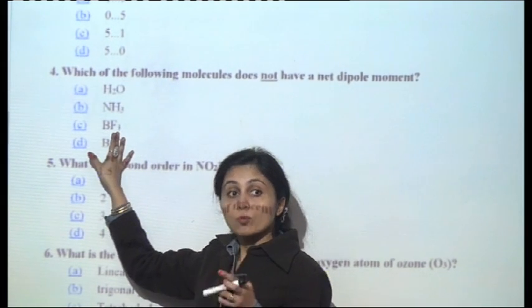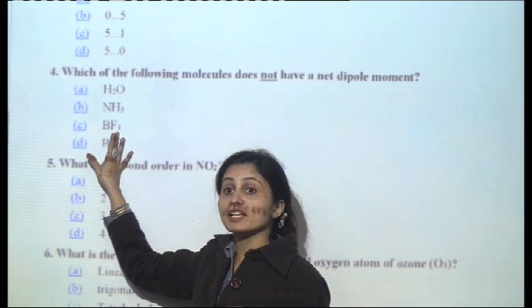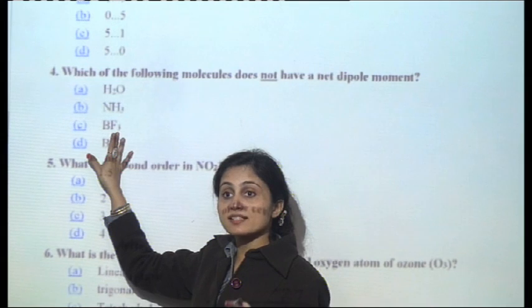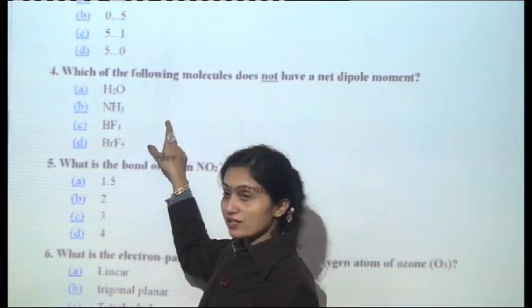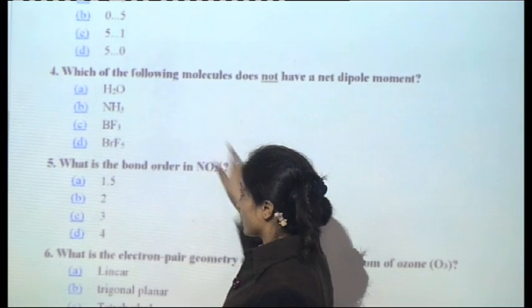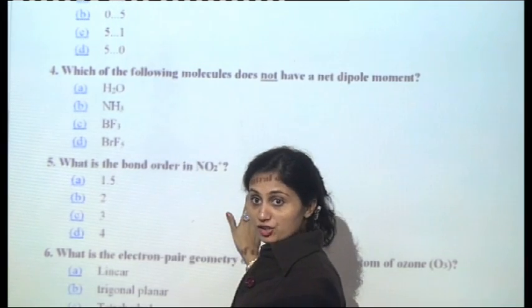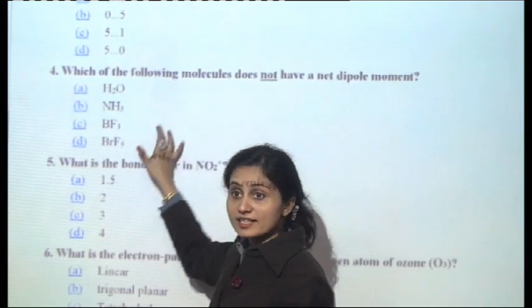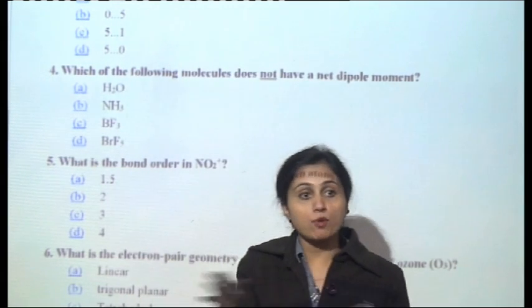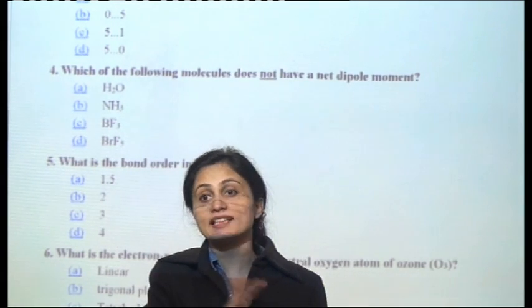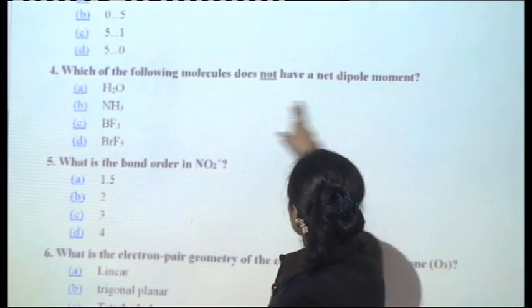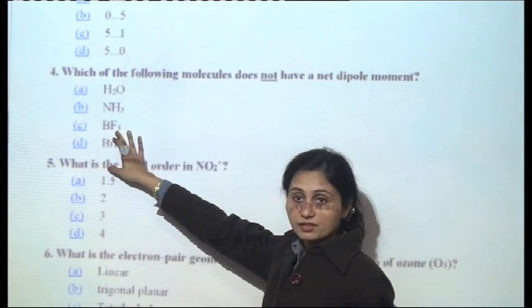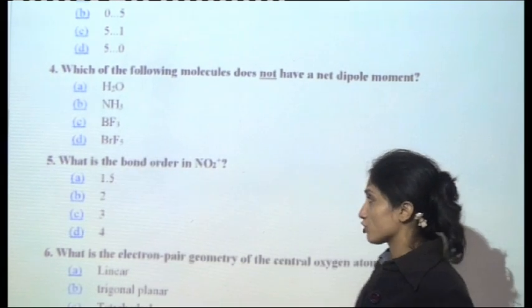BF3, what is the hybridization of BF3? It is sp2. sp2 means it's trigonal planar. So if B is here, one F is here, the other F is here, the other F is here. It's a trigonal planar structure and it is highly symmetrical. So each of the bond dipoles will be cancelling each other. It's a symmetrical structure, so it will be 0. It does not have a net dipole moment. Don't even look into the next ones.